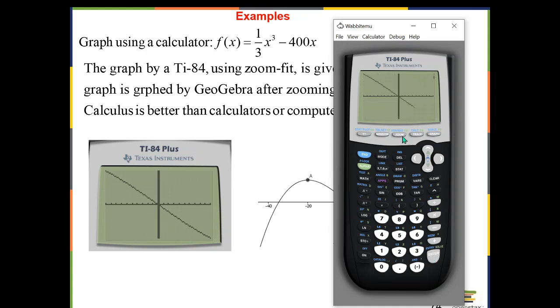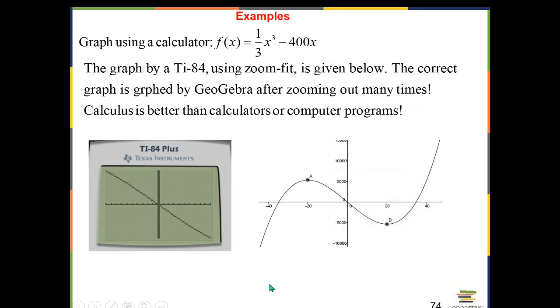Zoom fit gives me what? Gives me this, right? So I'm going to go trace, right? And then let's go to zoom in and see what we get. Press enter. Now what do you get if you zoom in? Well, you're going to get the same thing, right? You get even smaller, right?